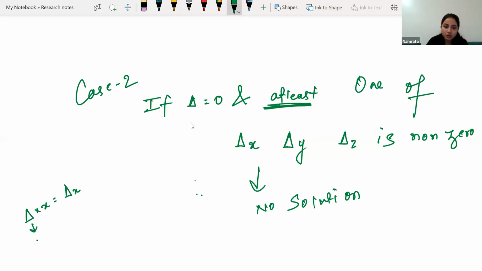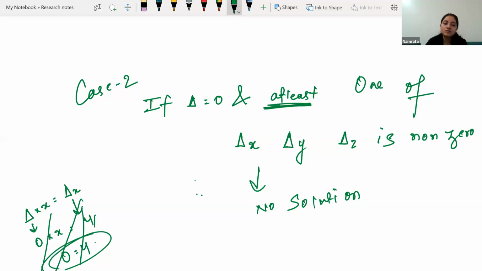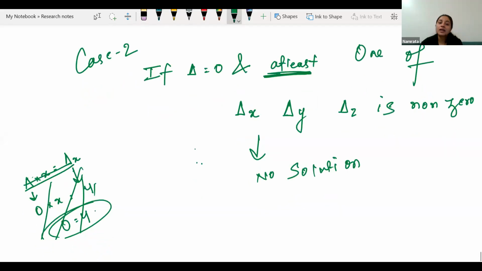So if this is 0 and let's say this is a particular value, 2, maybe 3, or maybe 4, so 0 into x is equals to 4. That means 0 is equals to 4. This is an invalid statement. 0 is not equals to 4. So if this type of case arises, we will say that there will be no solution. Okay, so keep in mind this rule: when delta is 0 and at least one of delta x, delta y, delta z is non-zero, then there will be no solution.